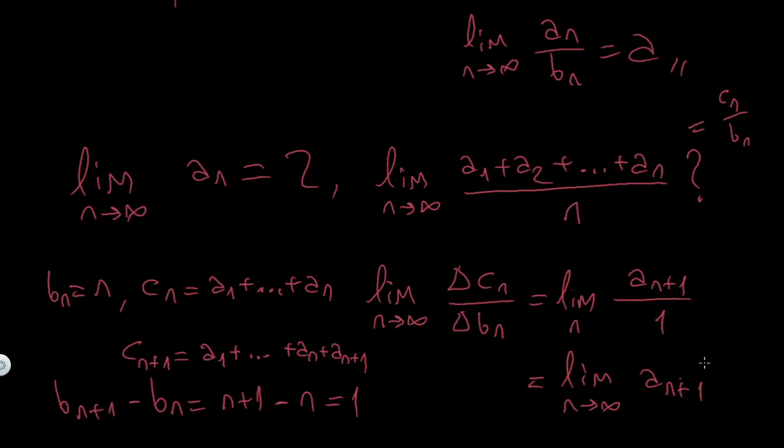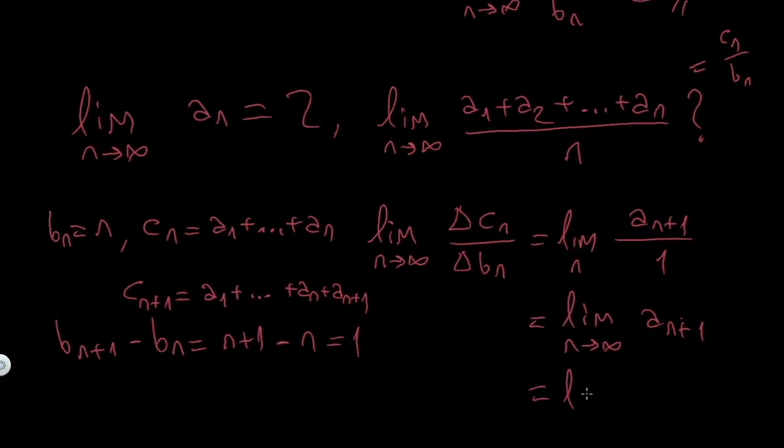So what is this limit? Of course, it's equal to the limit as n goes to infinity of an. Why? Well, an plus 1 is just a subsequence of it. Or I can think of it as if I just shifted each term by 1, and I only didn't take the first term. So if the limit of an exists, it's going to be equal to the limit of an plus 1. Therefore, this thing is just equal to 2. And this is our answer.